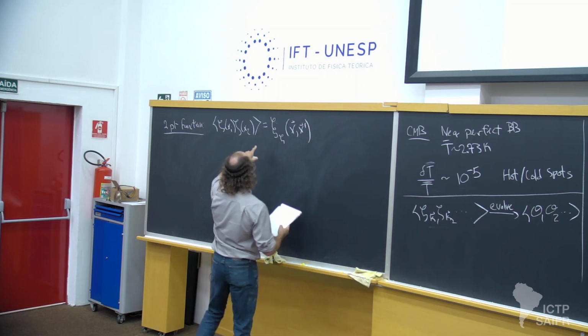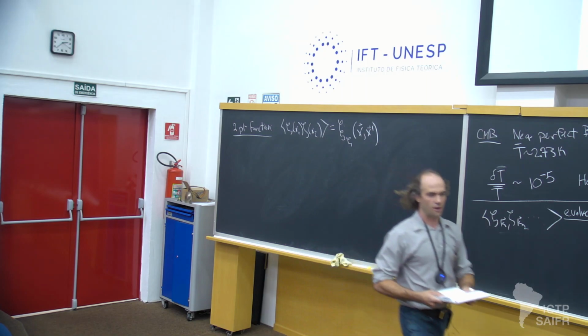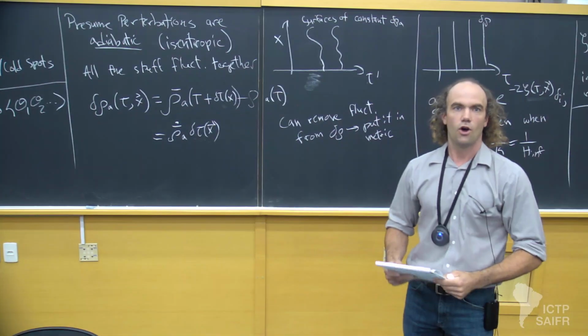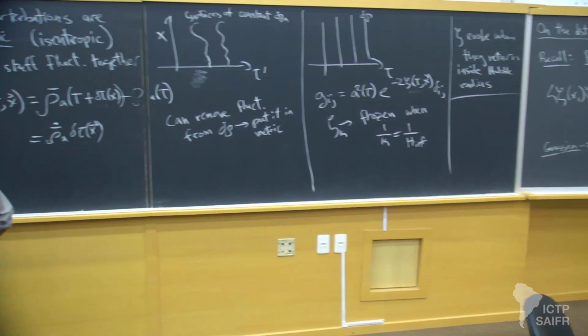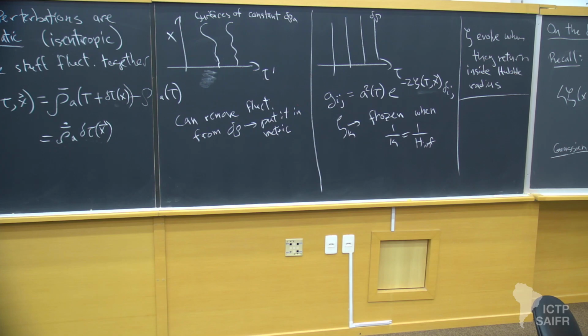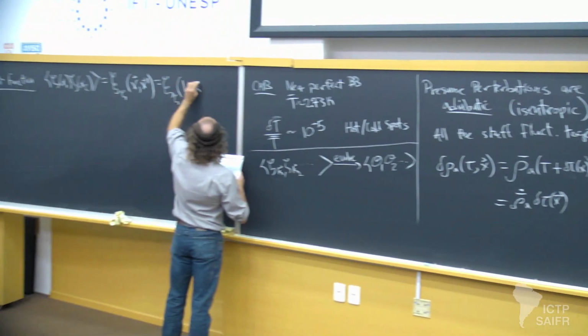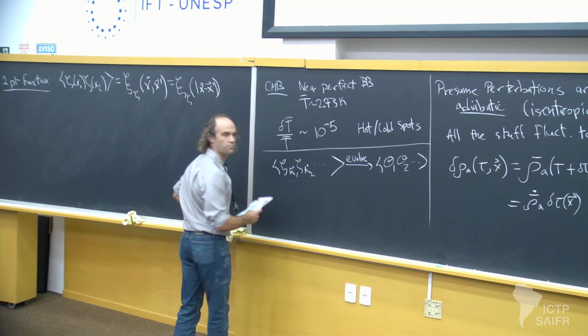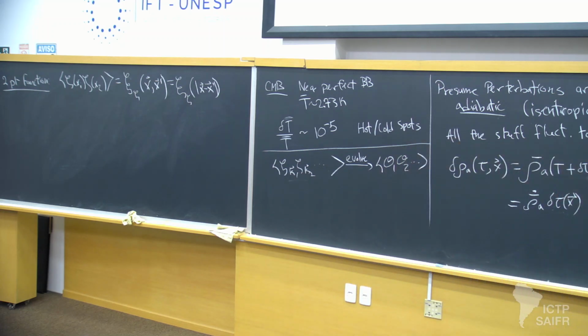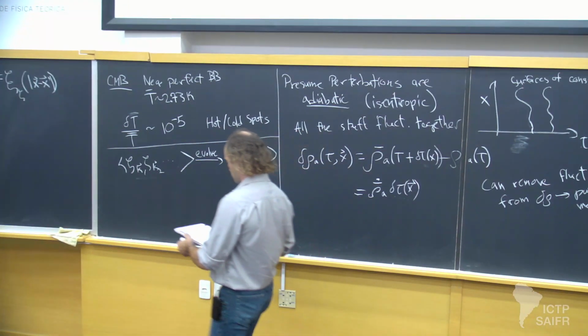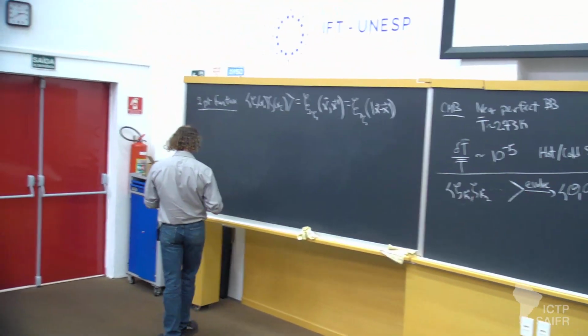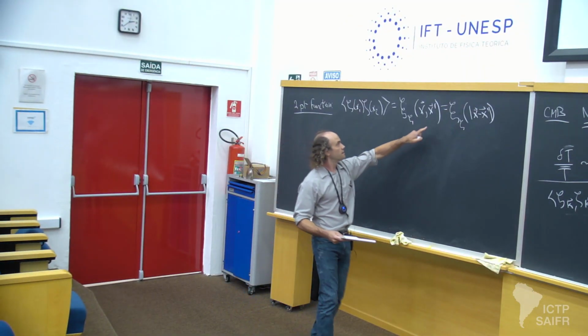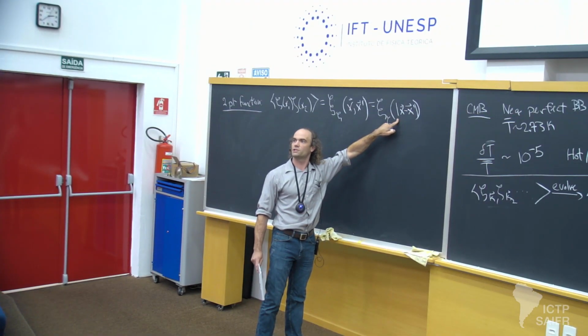And further, if our distribution obeys on average, statistically, homogeneity and isotropy, then we know that this can be re-expressed as a function only of the difference between x and x prime. So if on average the universe is homogeneous and isotropic, that's what will go into this two-point function. And this makes the Fourier transform of this thing particularly simple to write down.